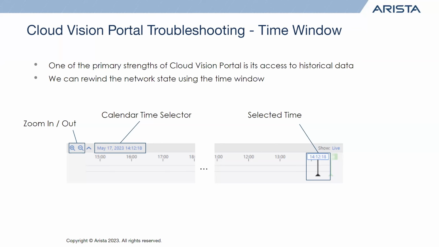The first one is a zoom in, zoom out button. That'll allow you to both zoom in to decrease the amount of time per pip and zoom out to increase the amount of time per pip. The calendar time selector, if you click that, sometimes it says now if you're looking at the live view. It'll pull up the calendar view that you can select the date and time from. And finally, you can see on the right-hand side, or in this case it's on the right-hand side since we have it dragged there, it is our selected time. So this describes the current state of the network at the time that you've selected.